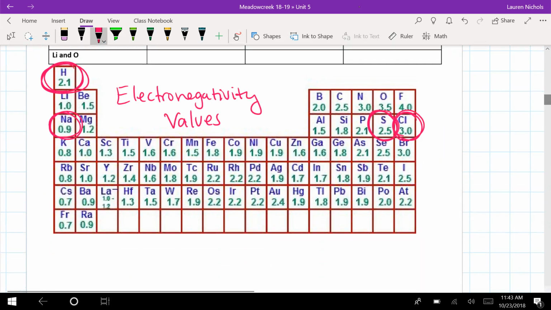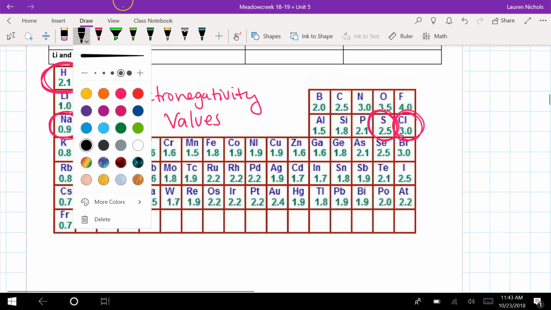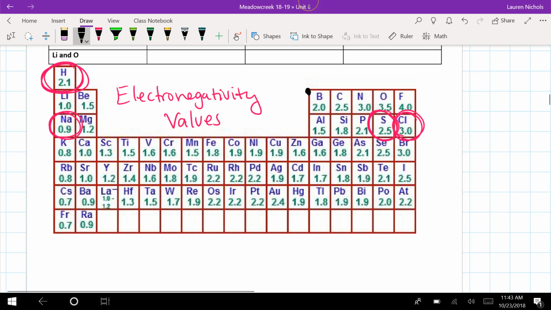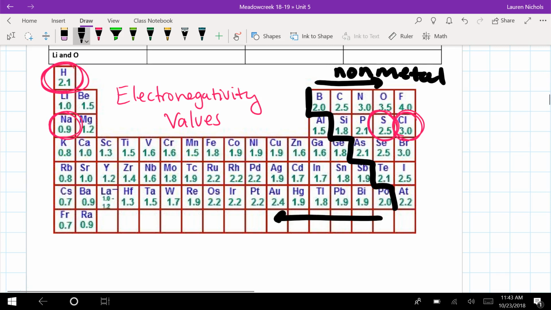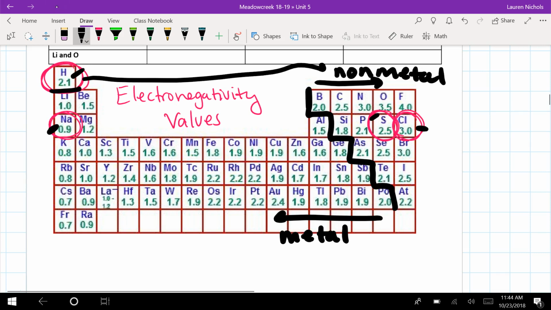Another way is, if you remember on your periodic table, your staircase goes like this. Anything to the right of it is a nonmetal. Anything to the left is a metal. And so when we had sodium and chlorine, we had a metal and a nonmetal. So that is the definition of ionic. When we had hydrogen and sulfur, remember hydrogen is the exception. It actually is a nonmetal.